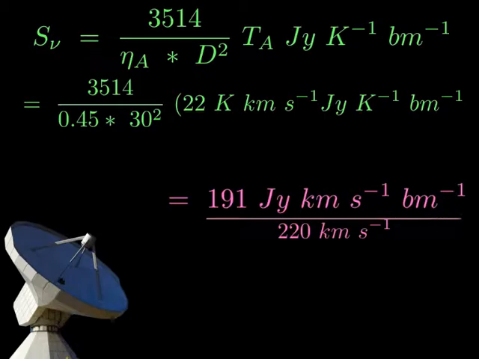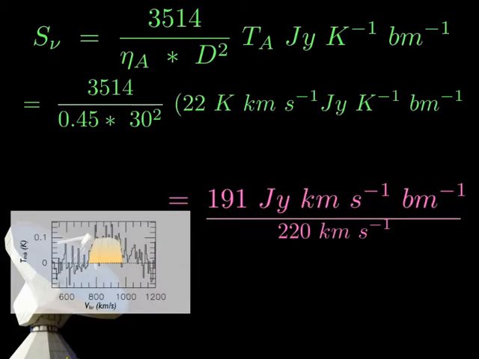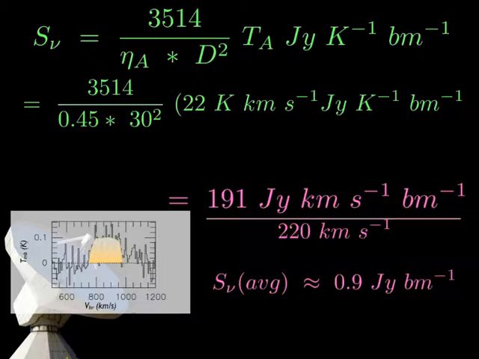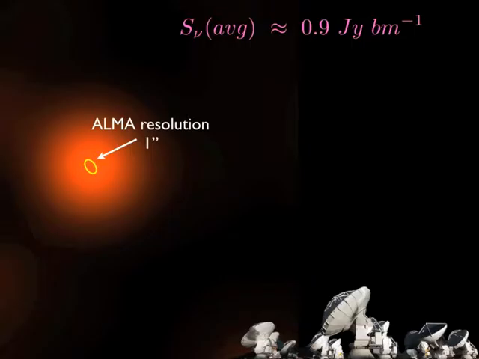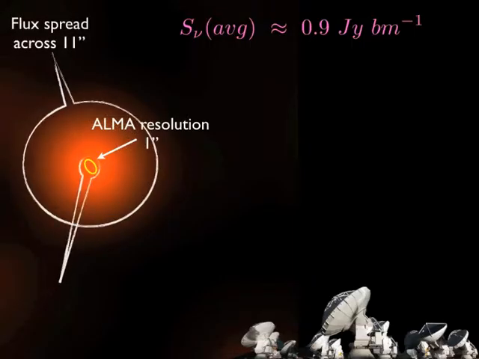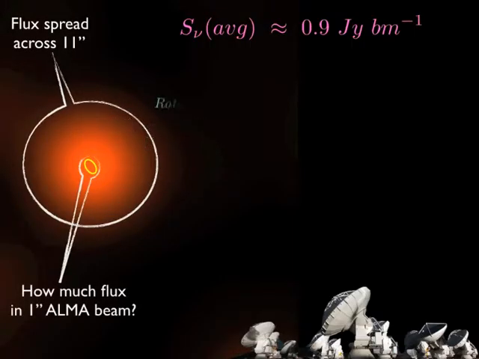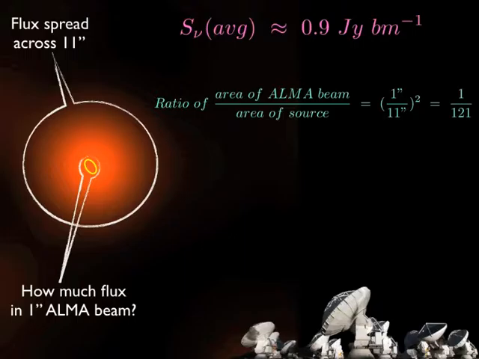Dividing by the line width, and noting that the line is relatively flat, the average intensity of the line is about 0.9 Janskys per beam. Let's observe it with ALMA at an angular resolution of 1 arcsecond. What flux density would we expect in a 1 arcsecond ALMA beam? Well, as we found before, that depends on how large the source is. In the worst case, the emission is spread evenly over the 11 arcsecond IRAM beam, or over 121 ALMA beams.